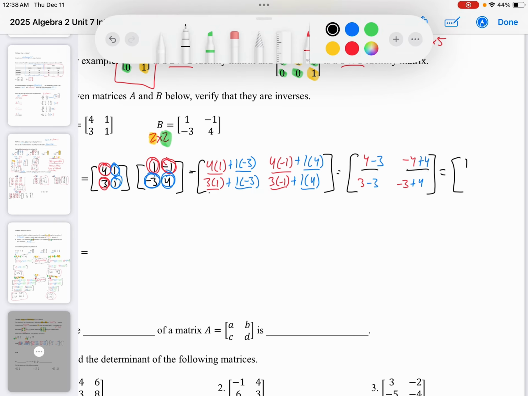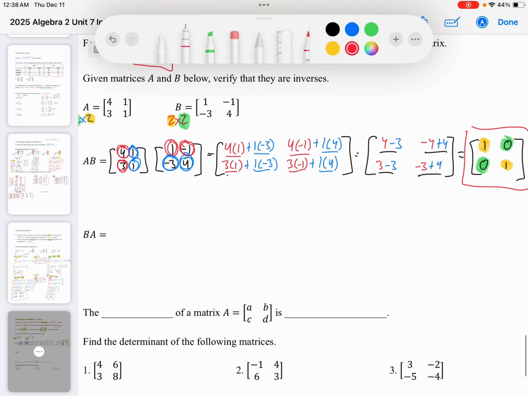There we go. Negative 4 plus 4, which is 0. 3 minus 3, which is 0. And negative 3 plus 4, which is 1. Okay, so that is an identity matrix. It's a 2 by 2 matrix where we have 1s diagonally and then 0s everywhere else. And so this would seem to suggest that these matrices are inverses of each other, because we do get this identity matrix.